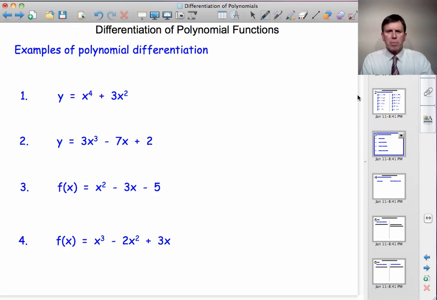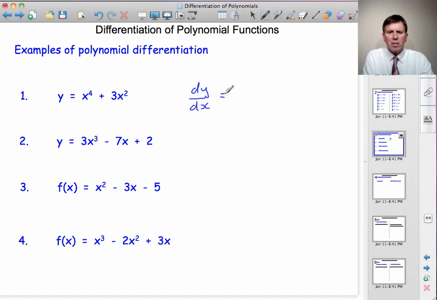We'll now link together powers of x to form polynomials, and we'll differentiate those. We'll also introduce two new types of notation. We've seen d by dx, now we can look at dy by dx. If we're differentiating y, we call it dy by dx. And that gives us the gradient function for y.